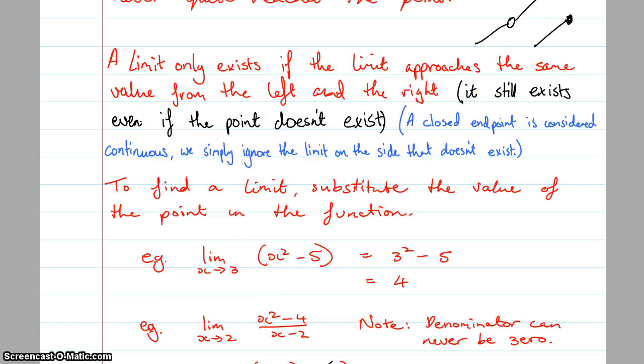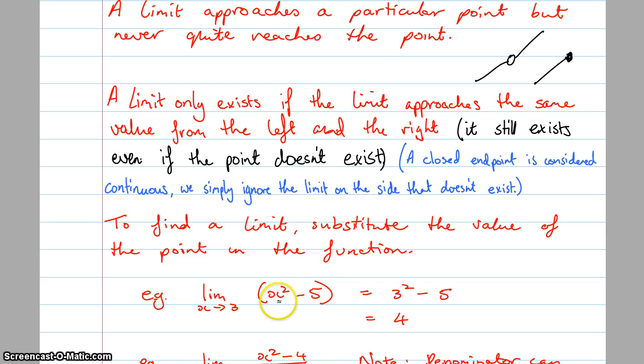For example, I've got the function x squared minus 5, and I want to know what the y value approaches when x approaches 3. In this case we can simply substitute 3 in, and we can say that as x approaches 3, the y value will approach 4.